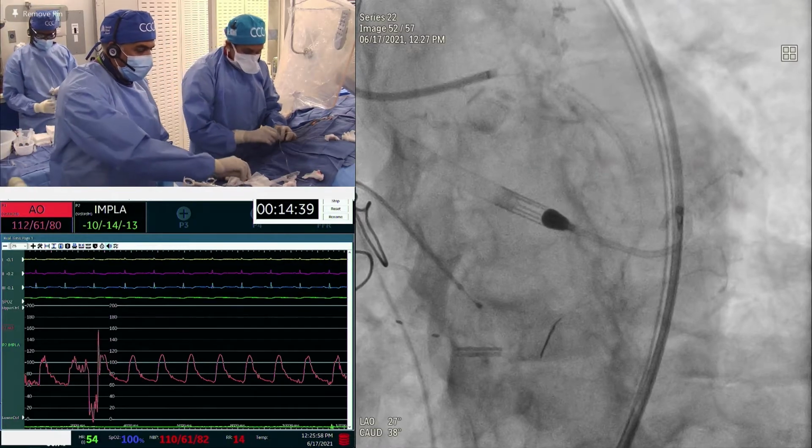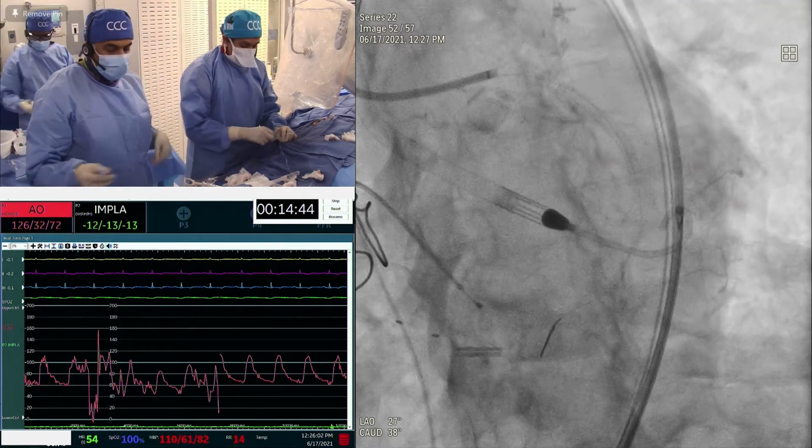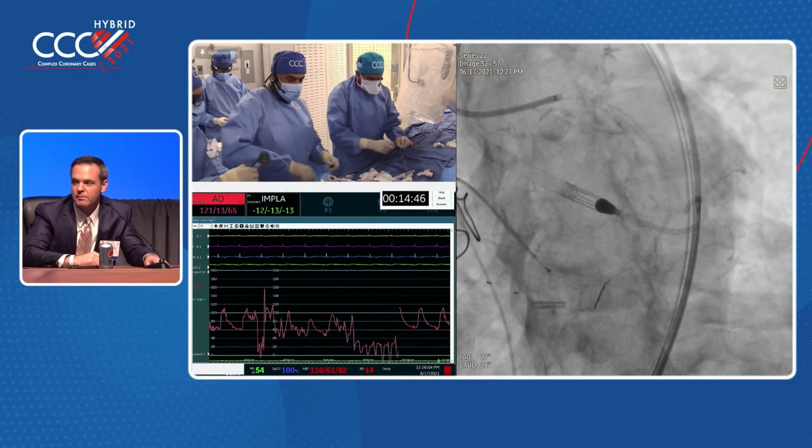Dr. Nicholson, any comments from you? I think it's very nicely done. A lot of nice techniques demonstrated. I think it's a great case. Congratulations.